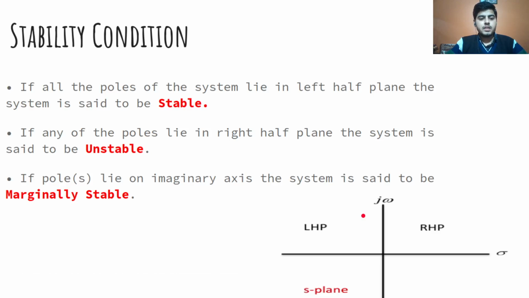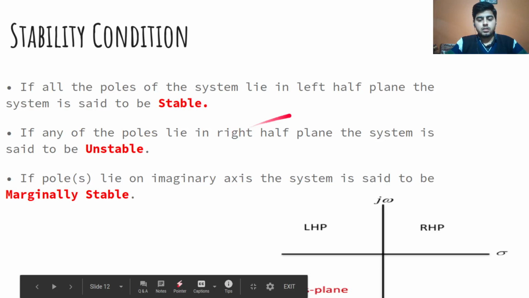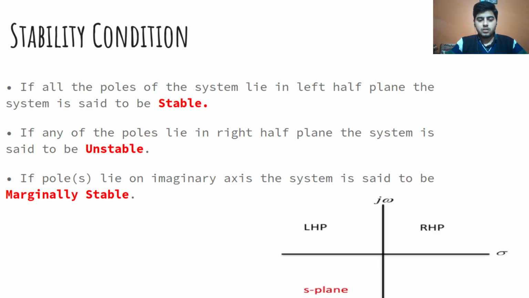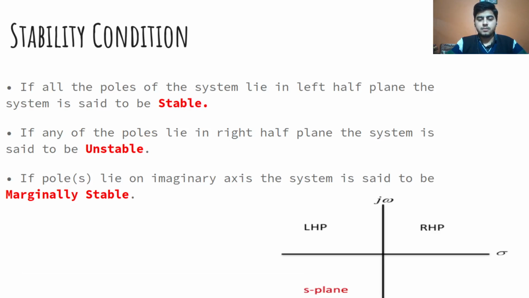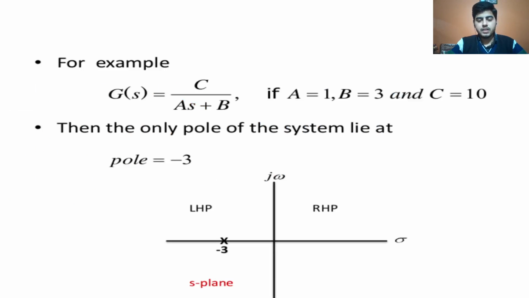Now let's see what the stability conditions are. This is our S plane, and this is the left half plane, and this is the right half plane. If all the poles lie in the left half plane, then our system is said to be stable. On the contrary, if they lie in the right half plane, then our system is said to be unstable. And if poles lie on this axis, the imaginary axis, then our system will be called marginally stable.